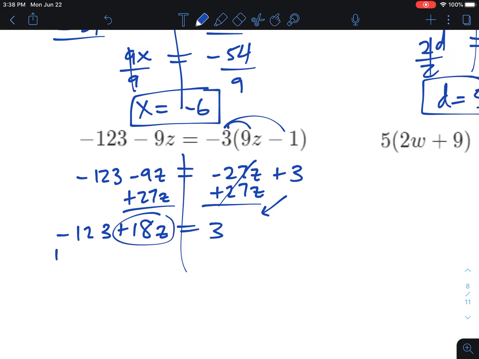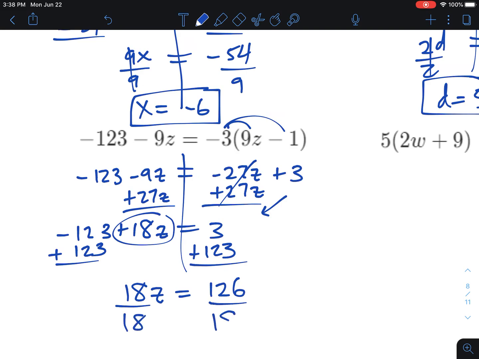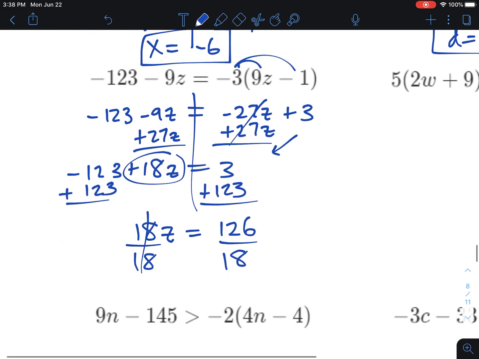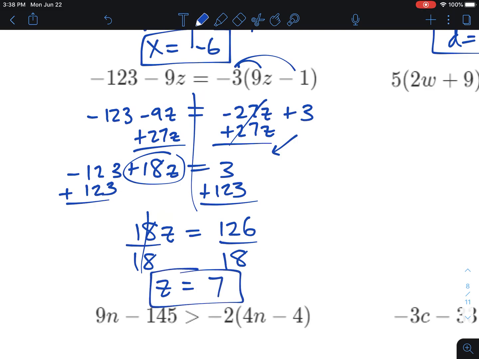Okay, back to a 2-step. So we're going to add the 123 over. So we get 18z equals 126, and then we're just going to divide both sides by 18, and that will give us our answer for z. So we just take 126 divided by 18, and we get our answer, which is 7.